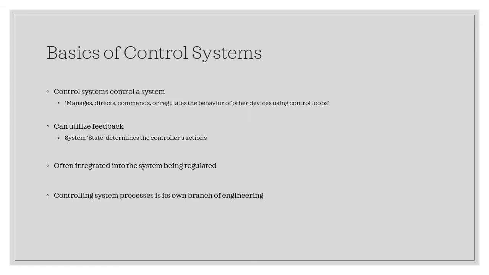A control system manages, directs, commands, or regulates the behavior of other devices using control loops. So control systems can be very simple or extremely complex. An example of a very simple one would be just a regular timer that regulates garden sprinklers. You set it for 5 minutes, you walk away, and 5 minutes later it turns off the garden sprinklers. It's very simple. But more complicated systems utilize the state of whatever it is we're trying to regulate.